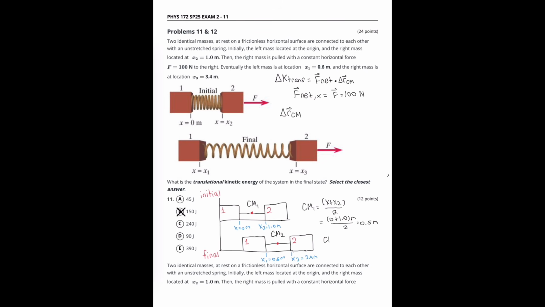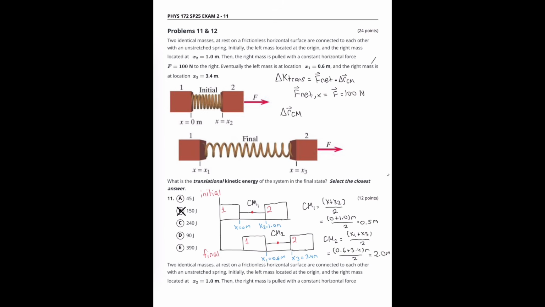And our center of mass 2 is equal to the average of x1 plus x3 over 2, and that is 0 plus 3.4 meters divided by 2, which is equal to 2.0 meters. We have the change of position about the center of mass is equal to our center of mass 2 minus center of mass 1, which is equal to 2.0 minus 0.5, and that will give us 1.5 meters.